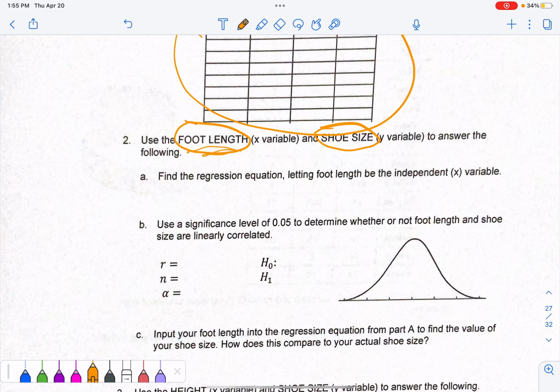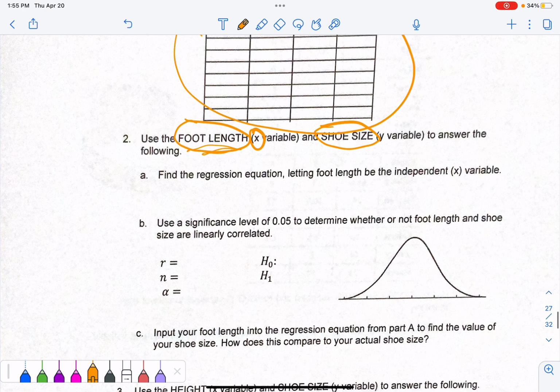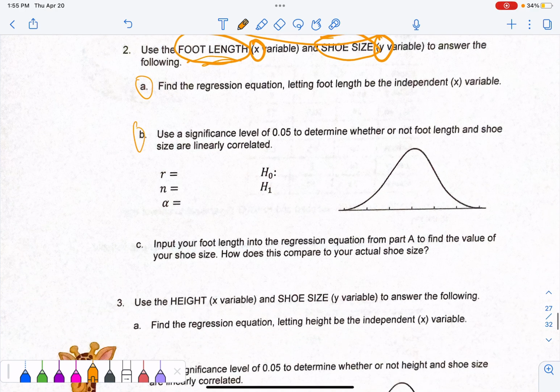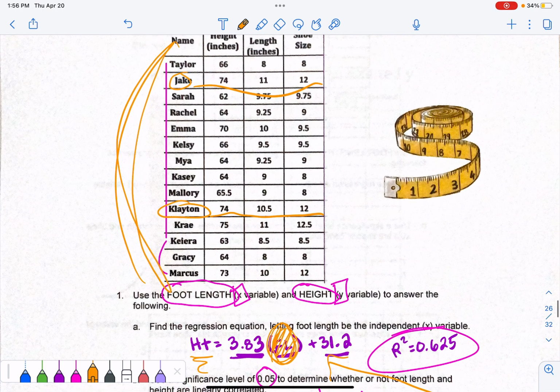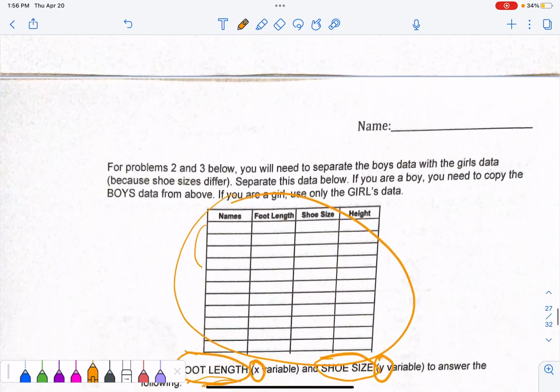So we're comparing foot length. So again, that's the X variable. So when you go to put that in a Google Sheet, I would put that on the left side. Shoe size is Y, so that would go on the right side. Find the regression equation, and then pull out all your information that you need, just like we just did. And then again, part C is using your individual information from this table, like using your shoe size, what is your foot length, or whatever it is we're comparing, okay?